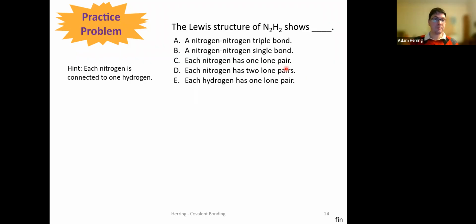Let's try one more. This one wants you to identify the structure within this N2H2 molecule. Pause the video and see if you can figure this one out on your own as well.